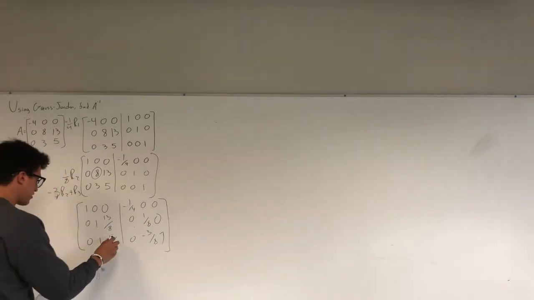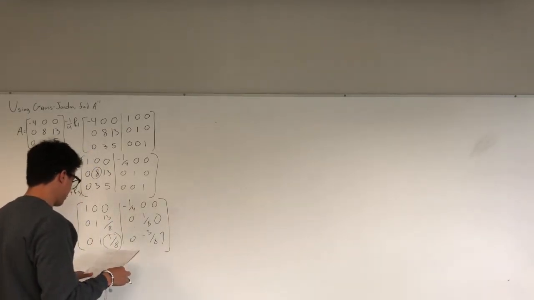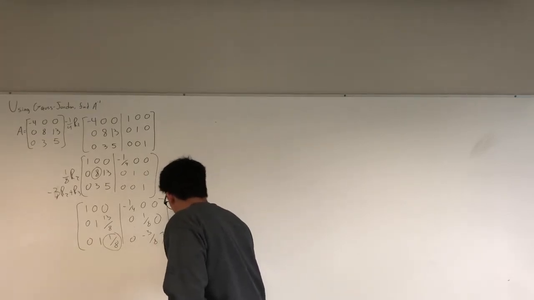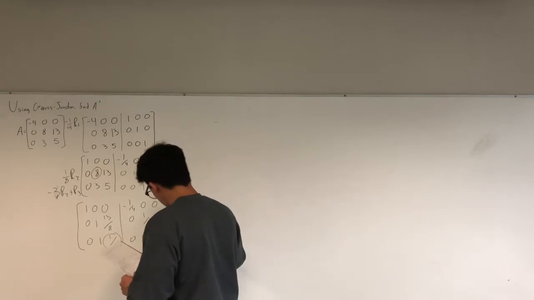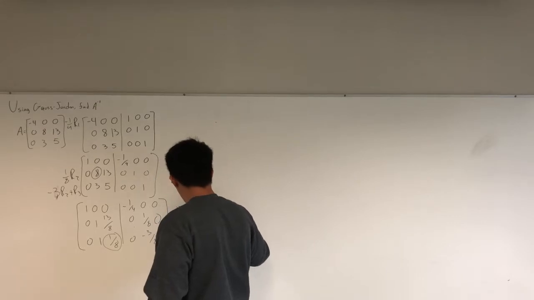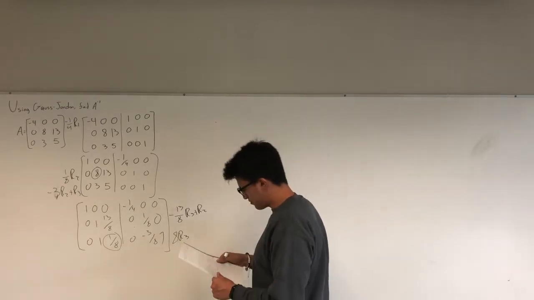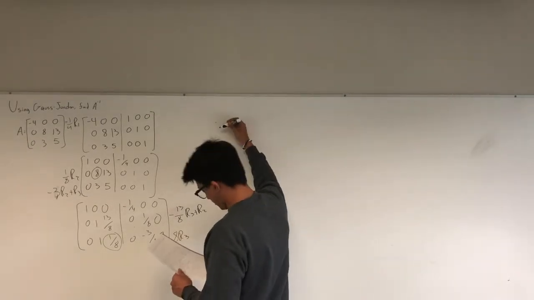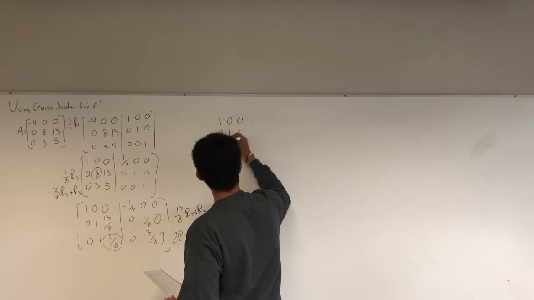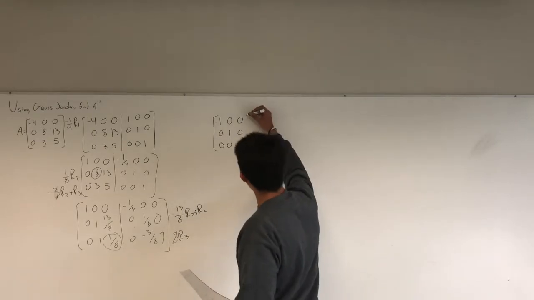Okay, so the next step is to turn this into a 1 and this into a 0. For that we need to perform 8 times R3, and for this -13/8 of R3 plus R2. Okay, we will continue in this side. After that we get 1, 0, 0, 0, 1, 0, 0, 0, 1, which is our identity matrix on the left side now.